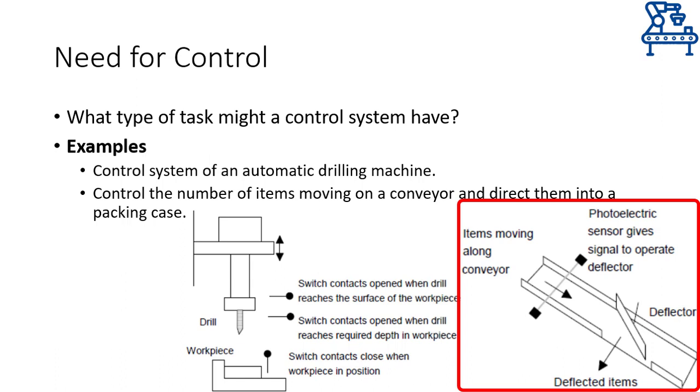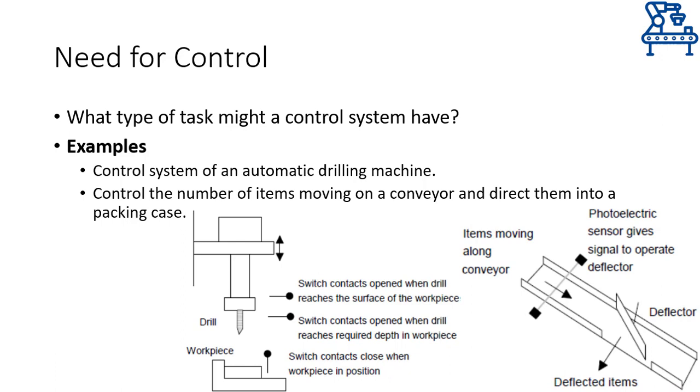Another example can be of counting the number of objects passing on a conveyor and directing them into a packing case or to the other conveyor or whatever. The counter will count the objects and the controller will keep a close eye on the count. As soon as the count reaches the predefined number, the deflector may be operated to direct the next objects to some other box or conveyor.